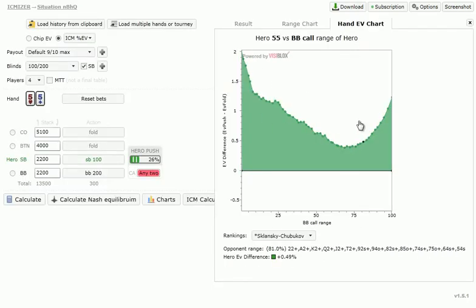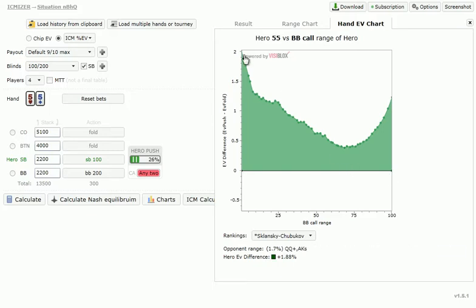Here we can see a hand EV chart for fives. Note that in hand EV chart, hero's hand is taken into account. So what's going on here? On the x-axis we have big blind calling range. And we can see that on the left it's where he is not calling us at all, like 0%, very tight. And on the right part we have him being very wide, where he calls us with an entire range.